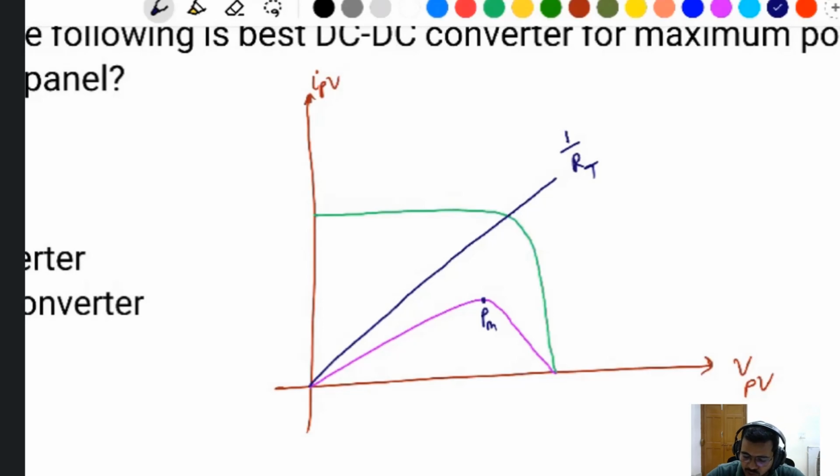To get the maximum power from the solar, you should operate the PV system at this point, the maximum. VM is the voltage at the maximum power point, and this is the current at the maximum power point, IMP or IM. To get the maximum power, you should operate the solar system on that load line. If you operate on this load line, you can definitely get the maximum power.